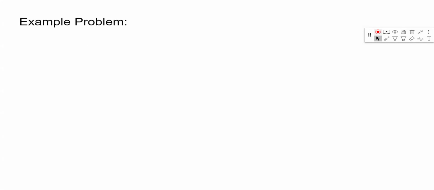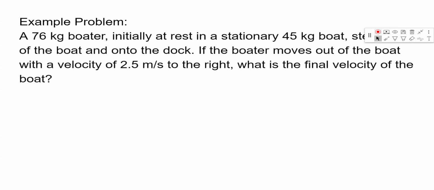Let's do an example problem using this lovely concept. We're going to pretend that there is a 76 kilogram boater who is initially at rest, and he's at rest inside a stationary 45 kilogram boat. So both the boater and the boat are at rest. He steps out of the boat and onto the dock. When he's stepping out of the boat, his final velocity is 2.5 meters per second to the right. So, what must the final velocity of the boat be? Go ahead and try this out, and then we'll work through it.